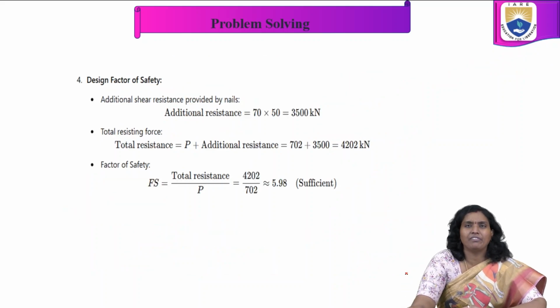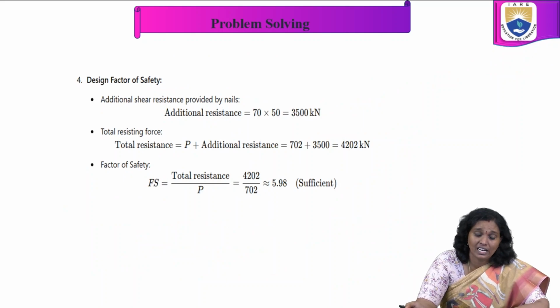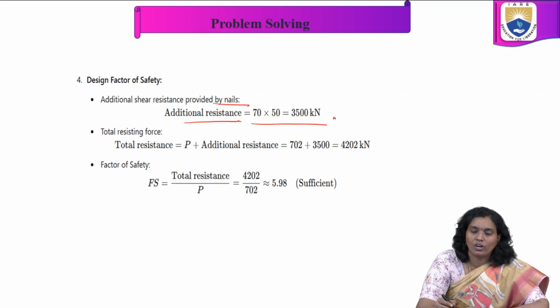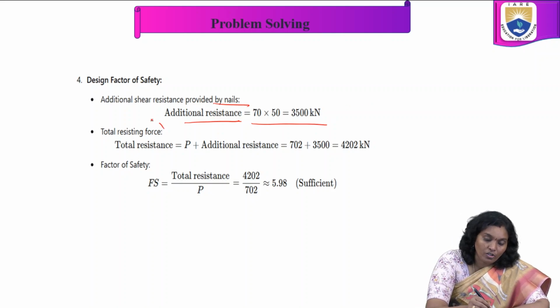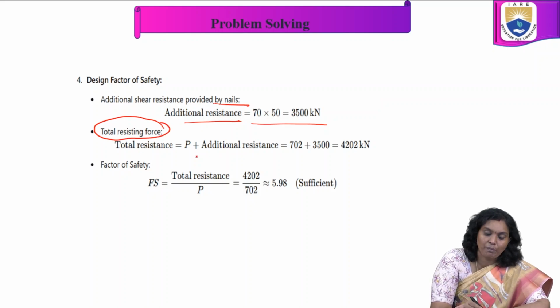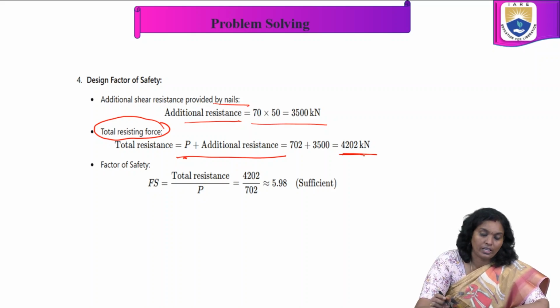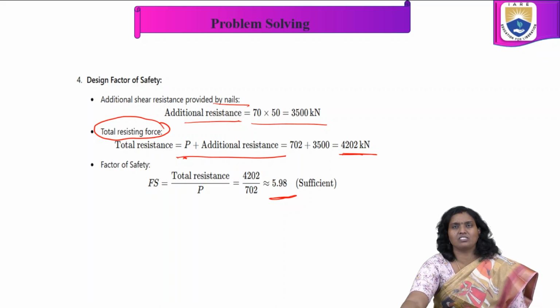Now, the design for factor of safety. The additional resistance provided by the nails is equal to 3500 kilonewton. The total resistance force is P plus the additional resistance, so totally 4,202 kilonewton. The total resistance gives the factor of safety, which is equal to 5.98 after the calculations we made.